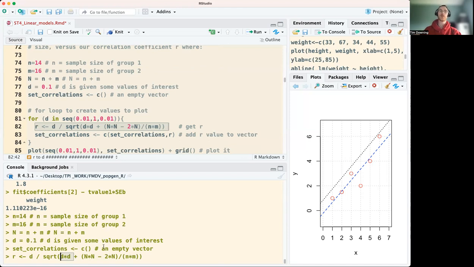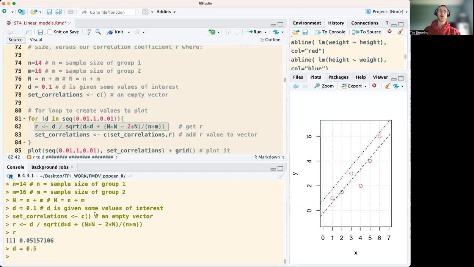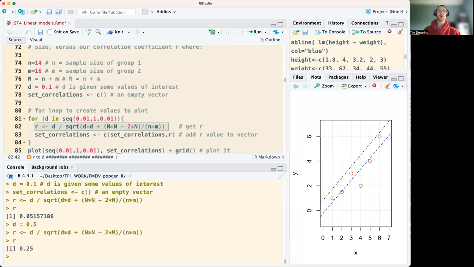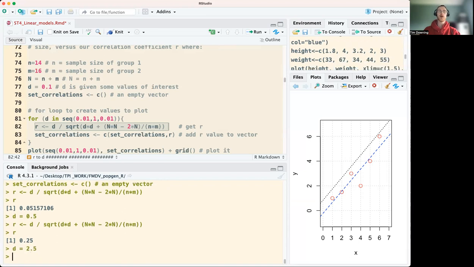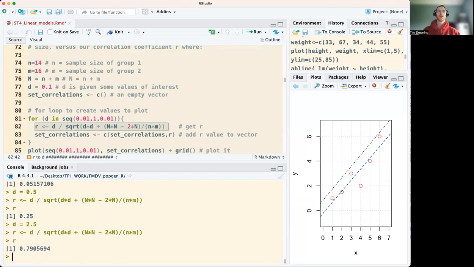So we're submitting values of d to calculate r. So if we look at what r is in that case for a d value of 0.1, we see that value is 0.05. If we change d to be 0.5, so it's much larger, and look at what we get, we see now the correlation coefficient is much larger. If we change to be something that's really, really big, 2.5, we'll then see that the correlation value is very, very high.